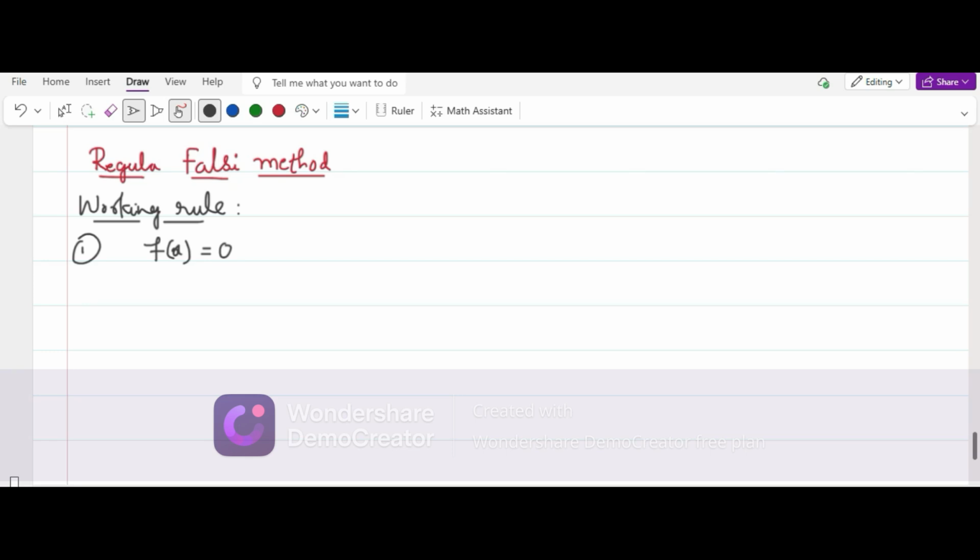To find the numerical solution of the given algebraic or transcendental equation by using Regula Falsi method. The very first step is we need to write the equation in this form, f of x equal to 0, and we have to find the value of f of x. The second step is we need to choose x naught and x1, for which f of x naught is less than 0 and f of x1 is more than 0.